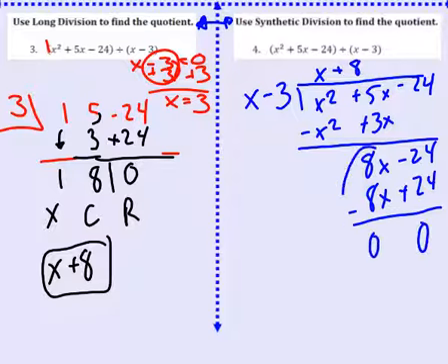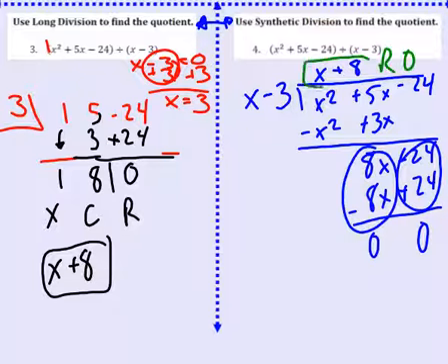0, 0. These all cancel. So your remainder is 0. However, your answer is still x plus 8. So now these are synthetic on the left and long division on the right because I did them in backwards order. Doesn't really matter. You get to choose what you want to do.